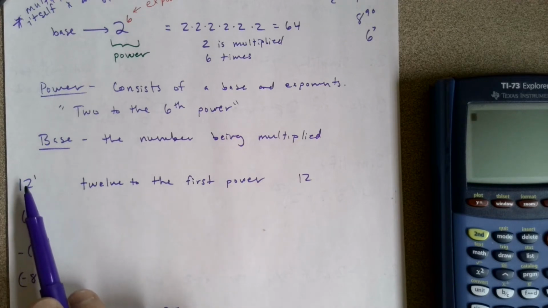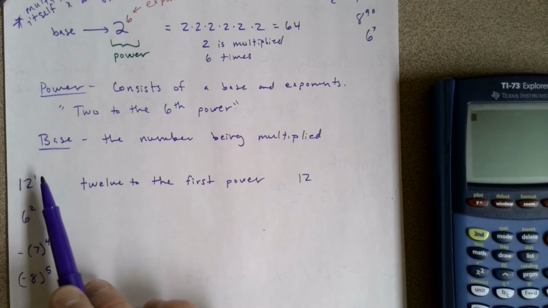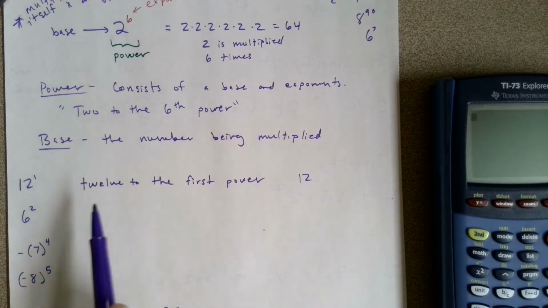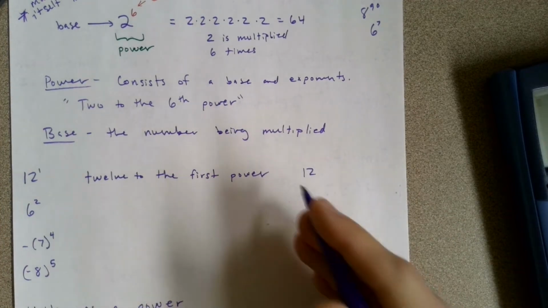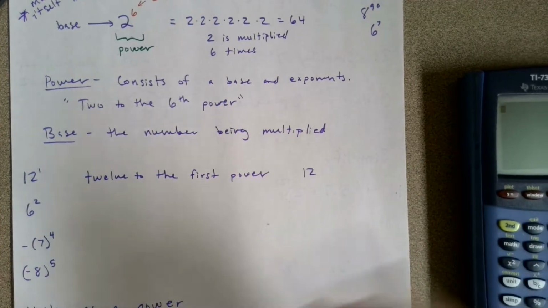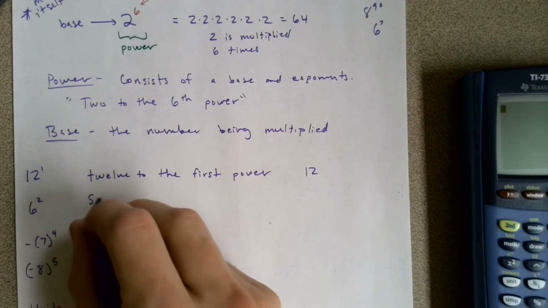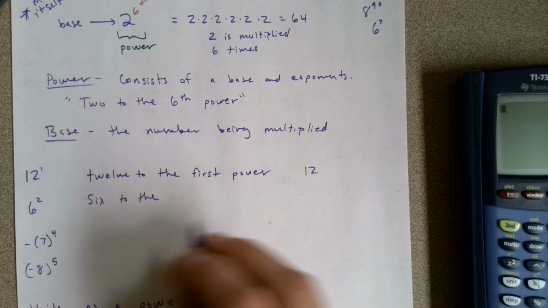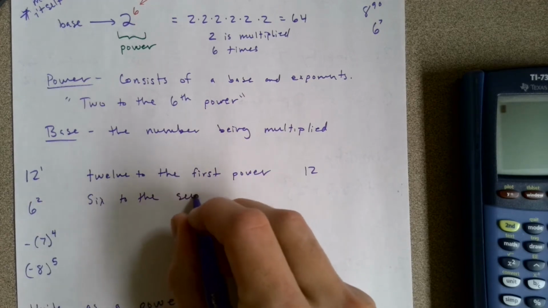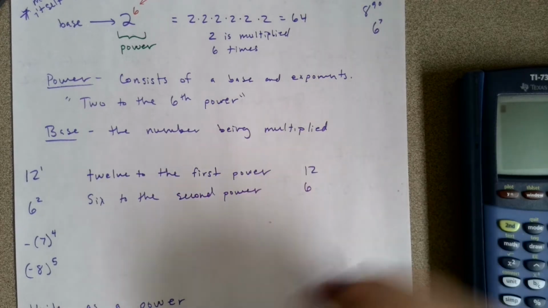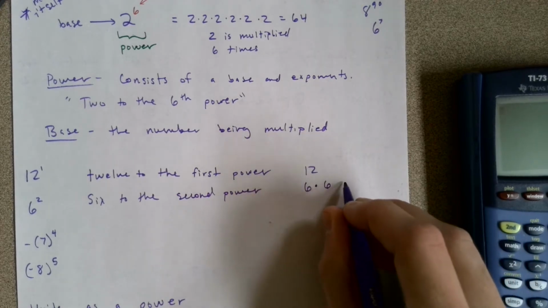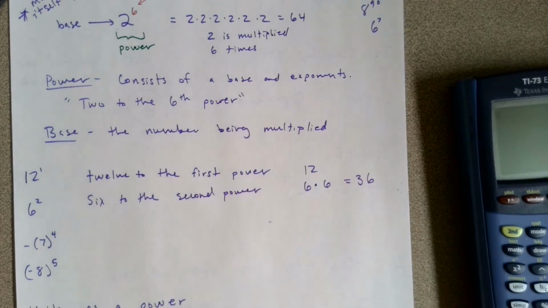So our first one I already did for us. We have 12. How do we say this out loud? 12 to the first power. I wrote that one out, and that would be 12 times itself 1 time. So that would just be 12. Perfect. Next one, we have 6 to the, probably thinking, second power. To the second power. And what would that look like? That would look like 6 multiplied by itself 2 times. 6 times 6. I already know that one off the top of my head is 36. 6 to the second power is 36.